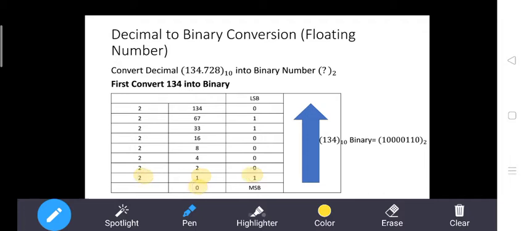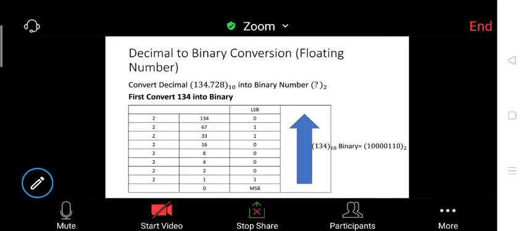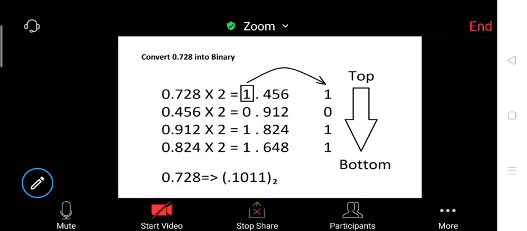We write this number from bottom to top, right? So from MSB to LSB, my correct answer is 1 0 0 0 0 1 1 0, which is equivalent to 134 decimal, right? So I completed my first part. Then I want to convert 0.728 into a binary number.